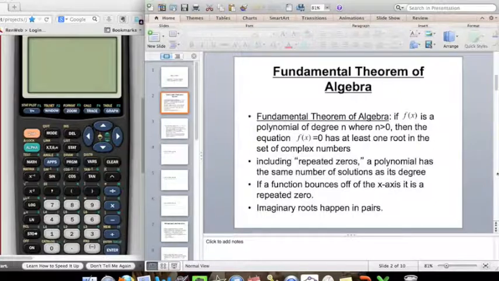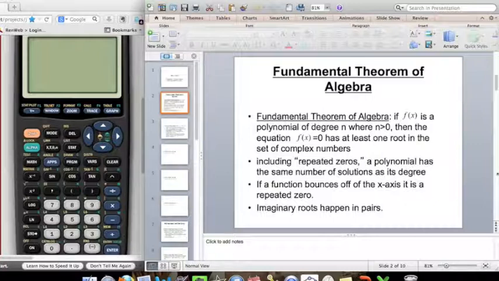Then furthermore, breaking that idea down, it says including repeated zeros, and we'll talk about what that is in a minute, a polynomial has the same number of solutions as its degree. Its degree is its highest power. So if it's an x to the fourth equation, it should have 4 solutions. If it's an x to the 7th equation, it should have 7 solutions. Whatever its highest power is, it should have that many solutions. Not all of them are necessarily real, but it has that many solutions.